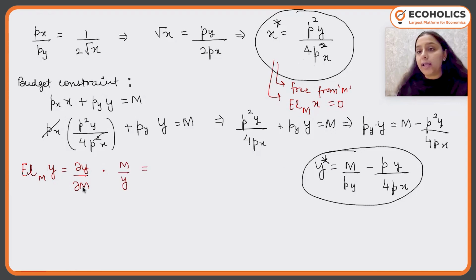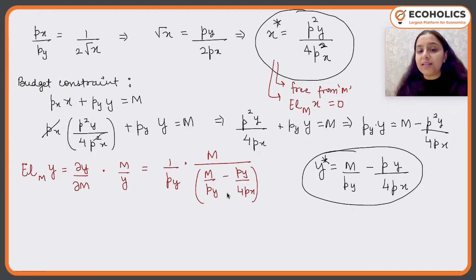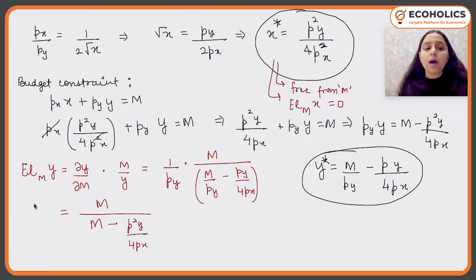So del Y upon del M is the derivative of Y with respect to income. That would be 1 upon Py. Whereas I am going to put the value of Y back. This would be M upon Py minus Py upon 4Px. Now Py, if it gets multiplied here, it will get cancelled. So M upon Py into M upon Py. Py cancels. So M minus Py, when it gets multiplied with the second term, it will be Py square upon 4Px.